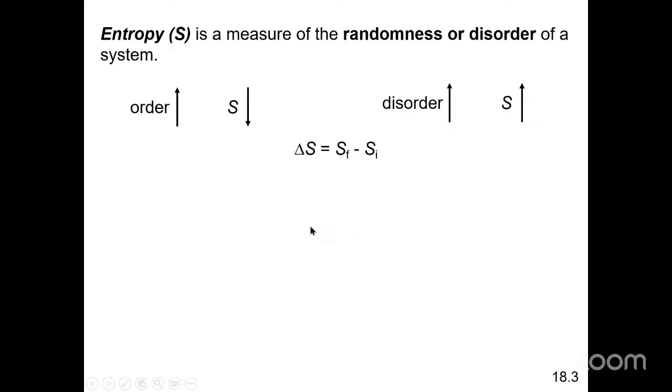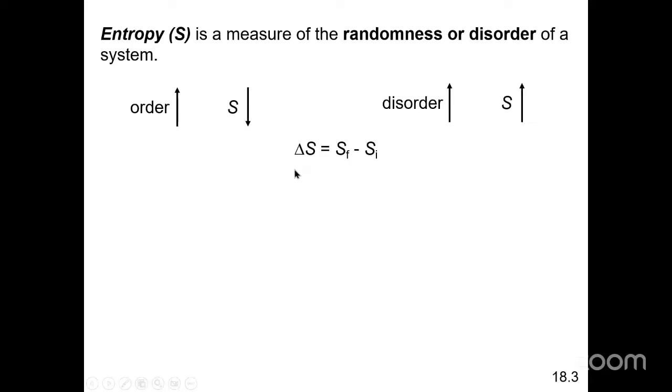And if you have a system undergoing a change, then the change in the entropy would be the final entropy value minus the initial entropy value, right? This is similar to what you'd have learned in thermochemistry when it comes to delta H or delta T. It's the final value minus the initial value. The same is true for entropy. The final value of entropy minus the initial value of entropy, that would be the change in entropy.